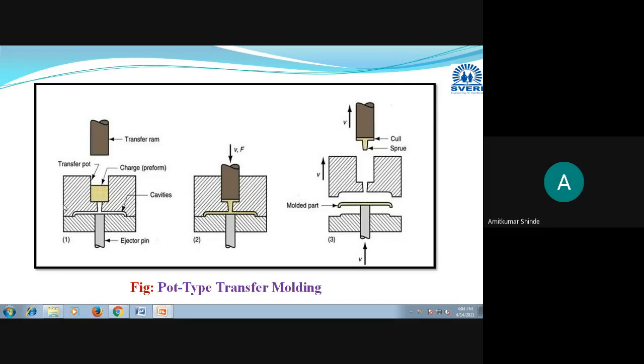Now, generally in the pot type transfer molding process, a three plate mold is used. That I will show you in the diagram on the next slide. Now I will explain the stages involved in this process. In the first stage, the preheated raw material, or preheated charge or preform, is taken in this shooting cylinder or transfer pot, and then in the next stage, with the help of the transfer arm or press, pressure is applied.